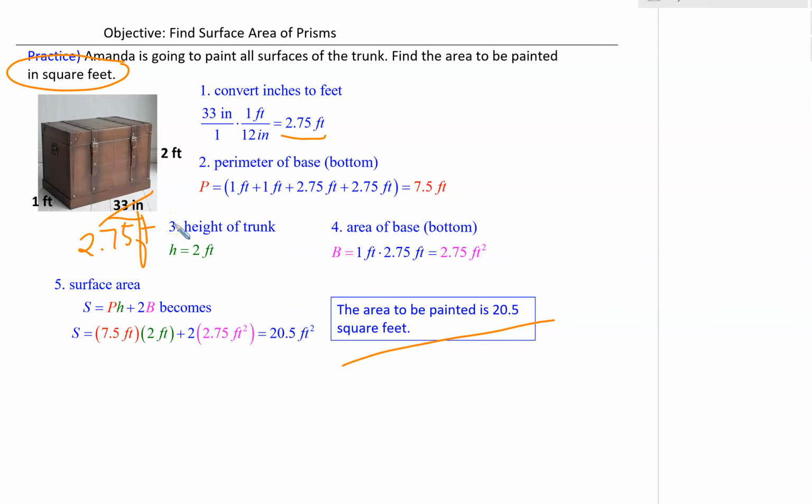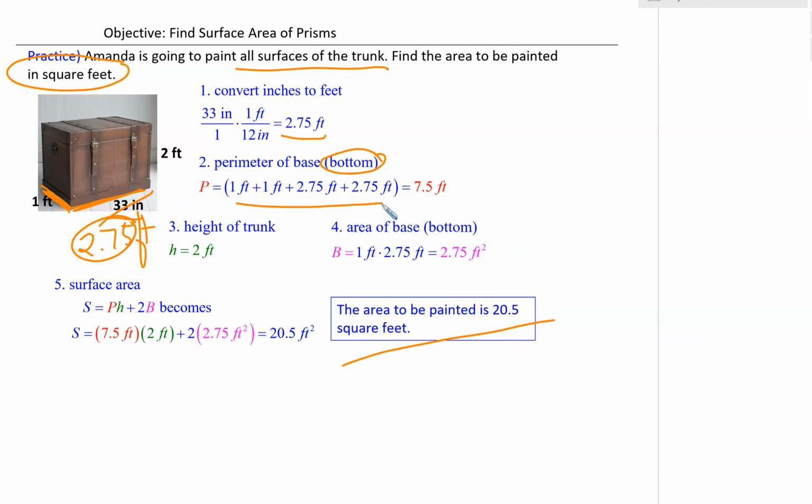And then we're going to paint all surfaces of the trunk this time. So we don't have to modify the formula here. So this kind of breaks it down into pieces. So find the perimeter of the base. Here, the bottom and the top were used as the two bases, which is what I did with the trunk problem where we excluded the bottom. And so the perimeter of the bottom would be adding up 2 1s and 2 2.75s as we see here.